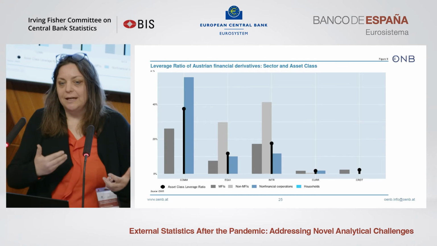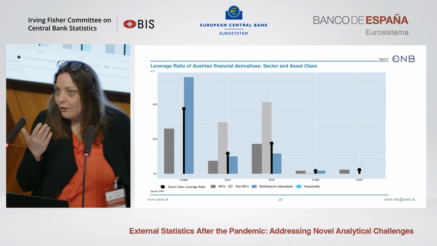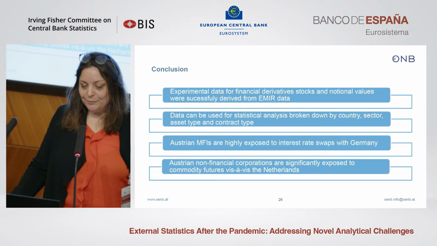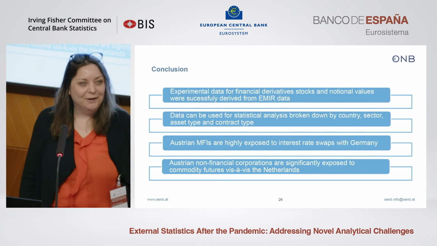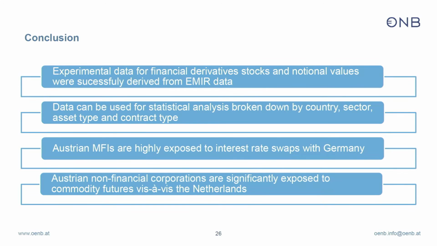So there might be some hidden risk, which you don't see on the first side if you only look at the market values. So I come to the conclusion, everything you heard already in these, I hope, 50 minutes. The experimental data for financial derivative stocks and notional values were successfully derived from EMIR data. You have heard we didn't get transactions yet, so we are working on it. And data can be used for statistical analysis, broken down by country, sector, asset type, and contract type.